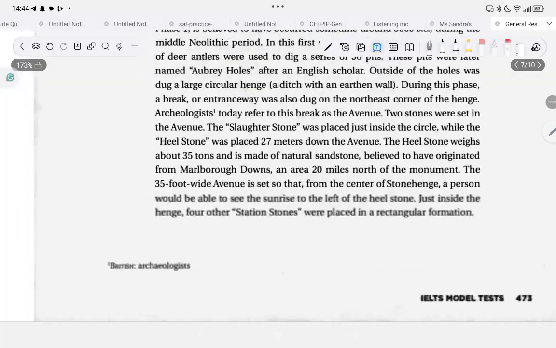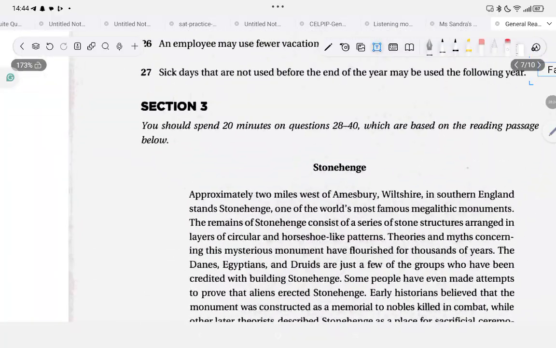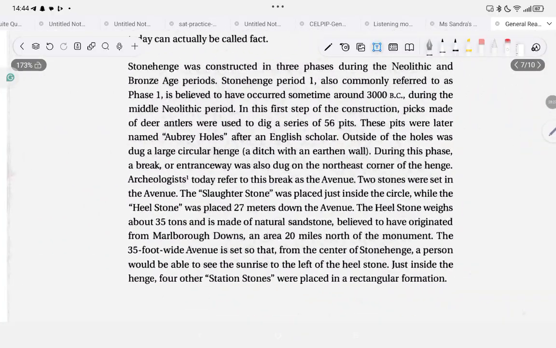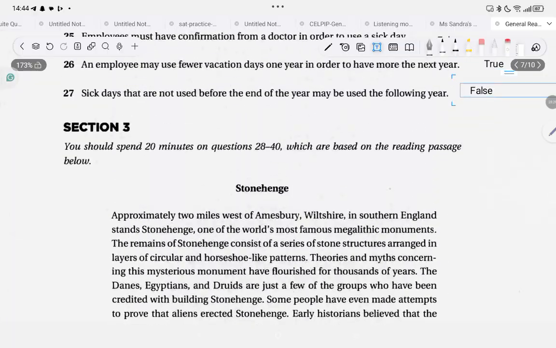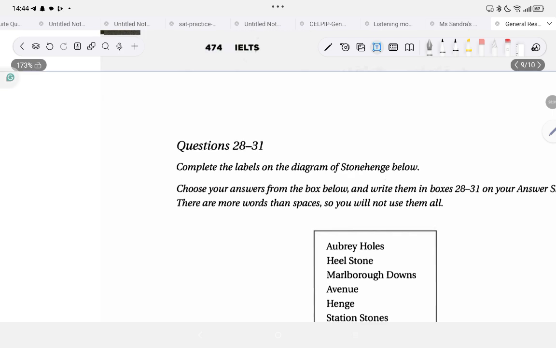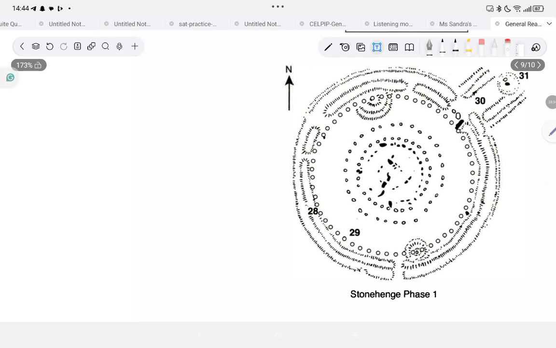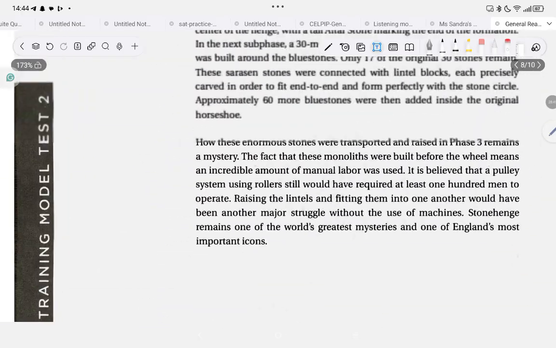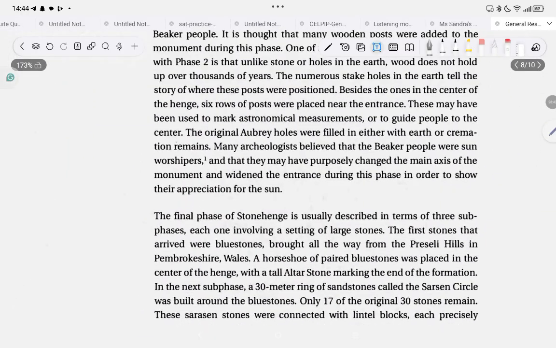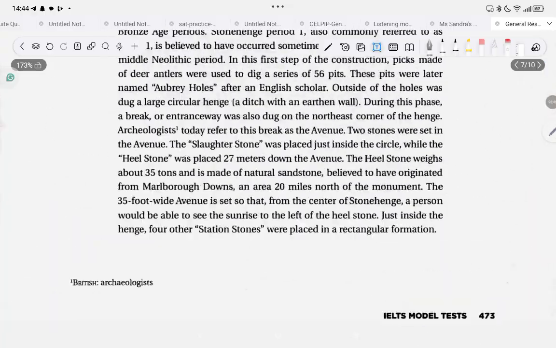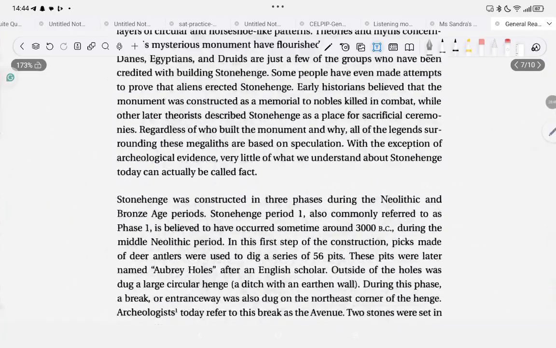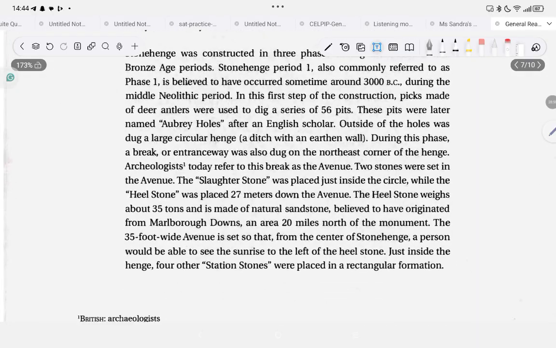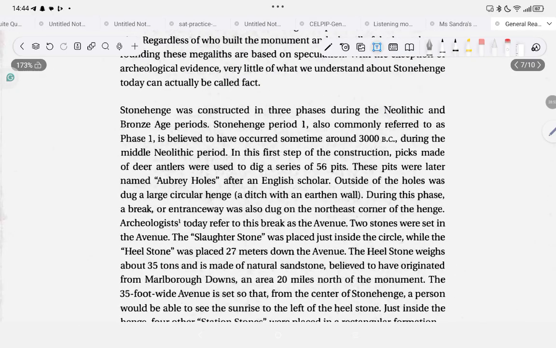All right, now let's answer questions 28 to 40. When you have diagrams like this and it's clearly labeled, it says Stonehenge Phase 1. All you have to do is go to the part that talks about Phase 1, and that's paragraph 2. It says Stonehenge was constructed in 3 phases during the Neolithic and Bronze Age periods.